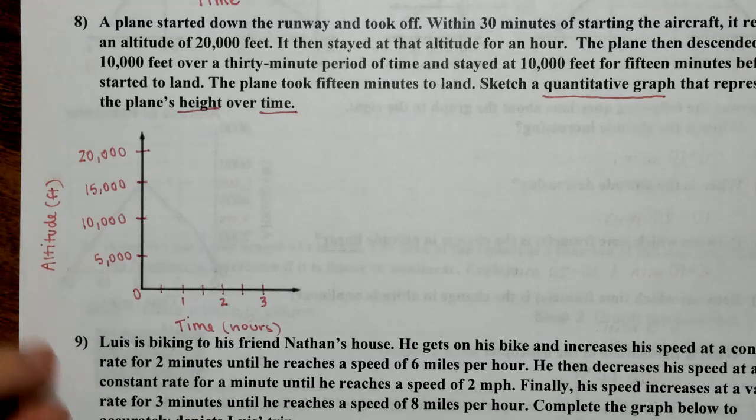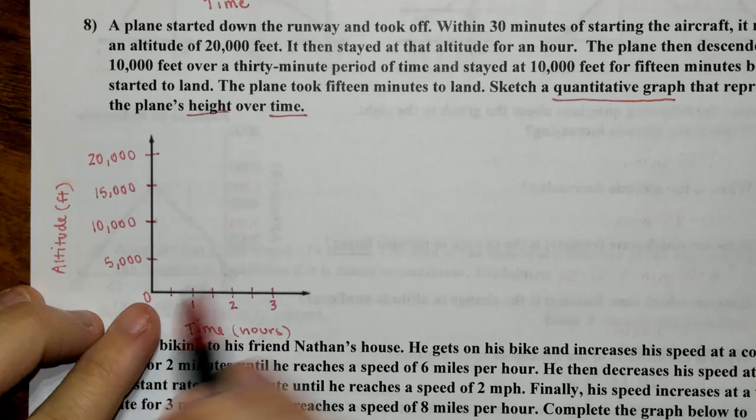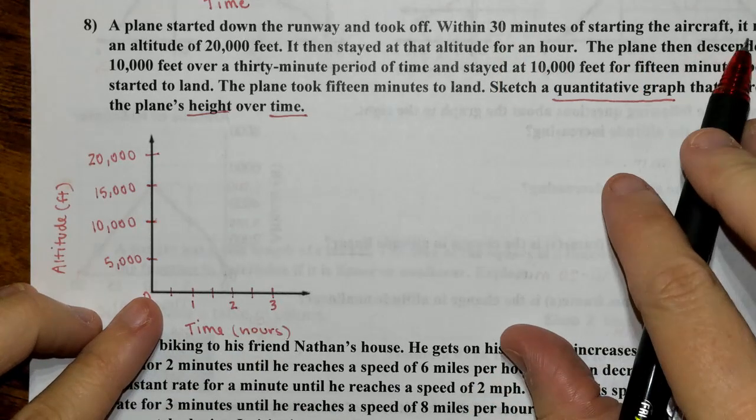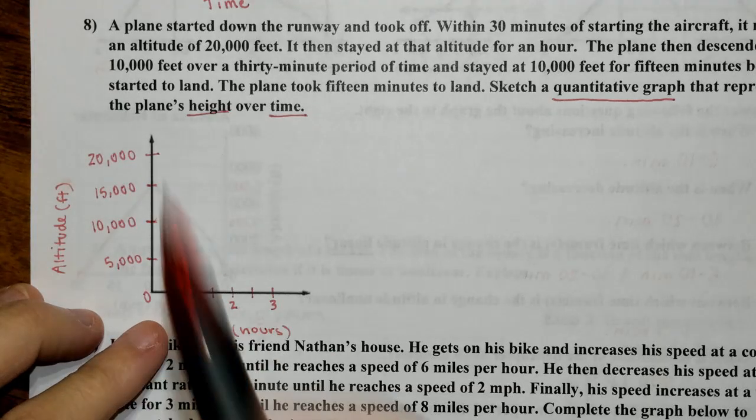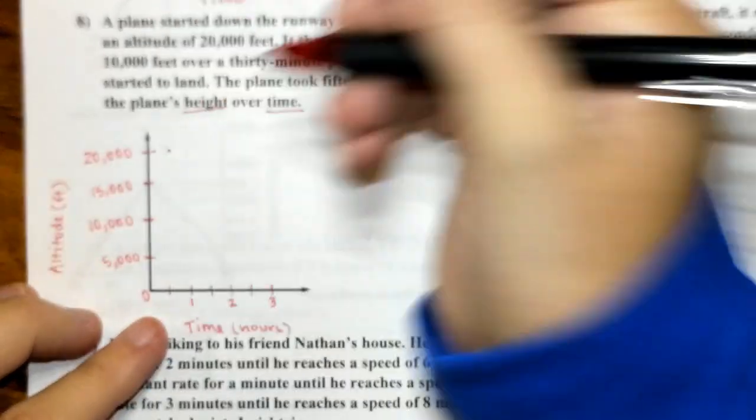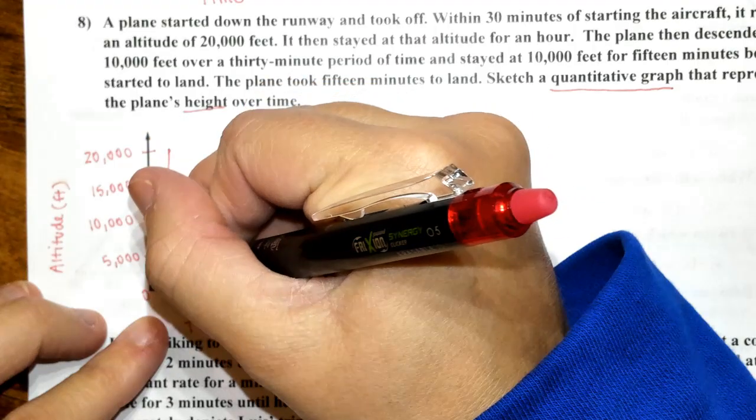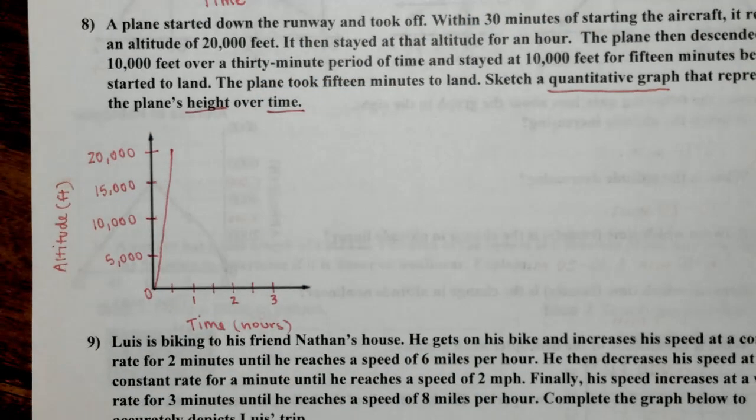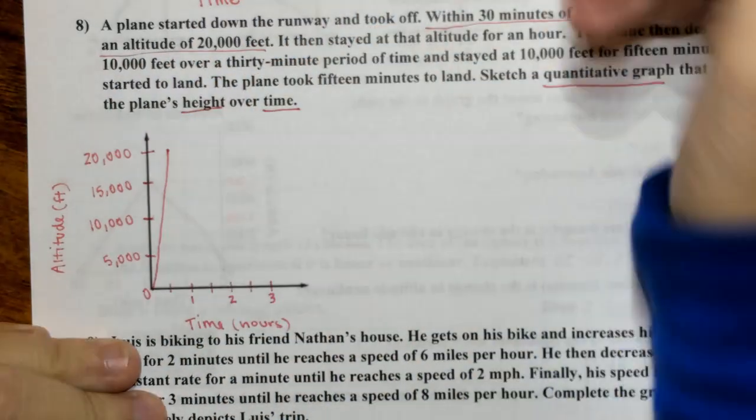See, it started down the runway and took off. So at 0 time, it's taking off. Within 30 minutes of starting the aircraft, it reached an altitude of 20,000 feet. So at the 30-minute mark, I'm going to go ahead and put a little point there. At the 30-minute mark, it's already all the way up to 20,000. So let's see, some type of increase can be gradual or a straight line. Then that would be my first part. Within 30 minutes, it reached an altitude of 20,000 feet.